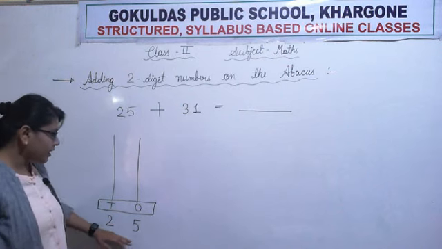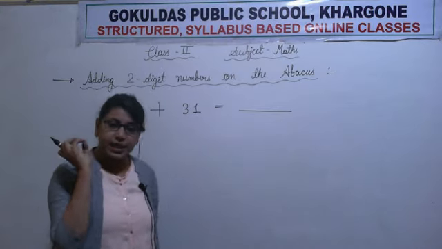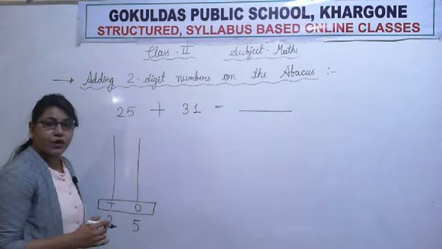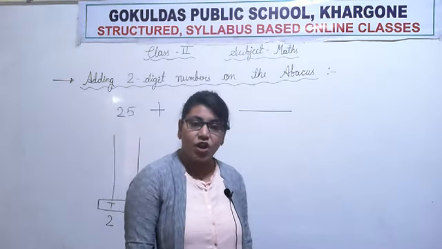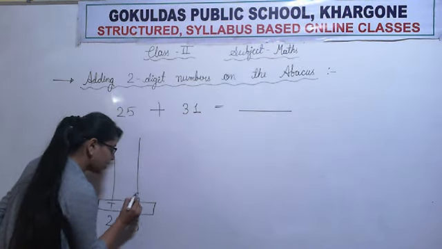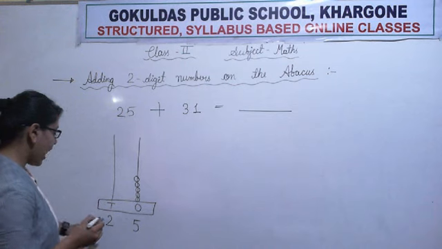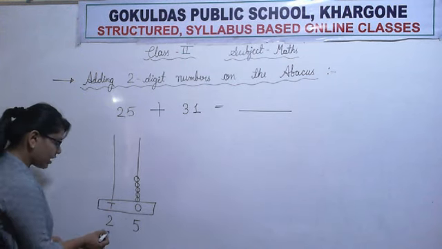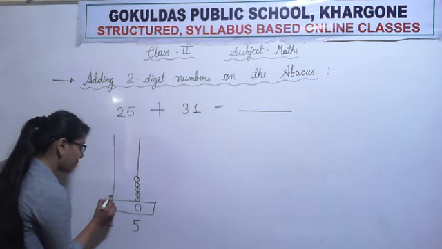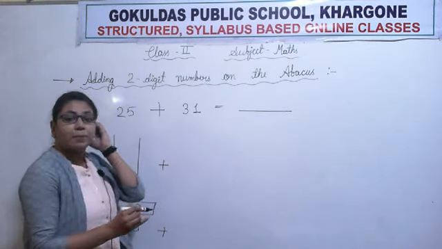Now let's represent this 25 on the abacus. We always start from which position? We always start from the ones position. So 5 is there in the ones position. How many beads will we draw? Very good. We will draw 5 beads. Let's draw 1, 2, 3, 4 and 5. Now it's the turn of the tens spike. Which number is written here? 2. So we will draw 2 beads. Now we are adding, so we put a plus sign.